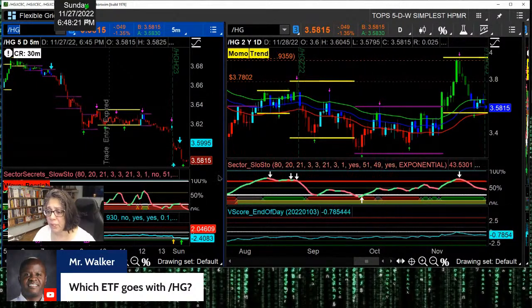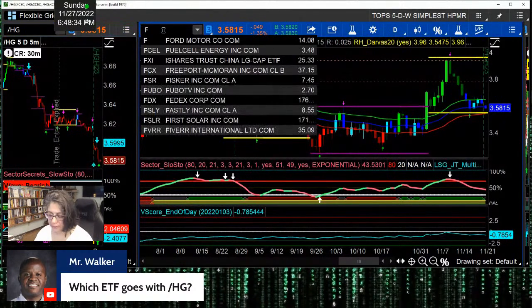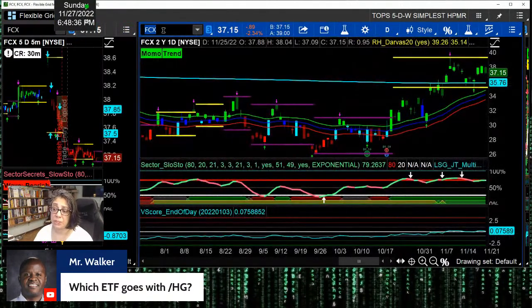Look, if equities are super strong, especially the Dow, I would treat copper as trying to become oversold. But I've got to tell you, Mr. Walker, I don't love it. I think there could be better levels from which I could buy. I like Freeport McMoRan better.